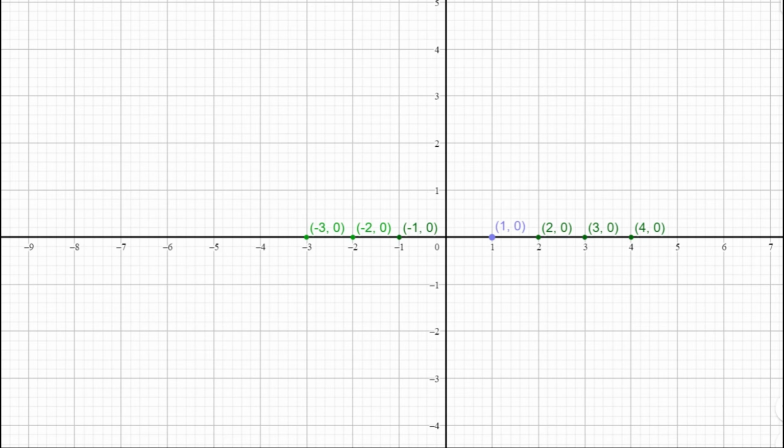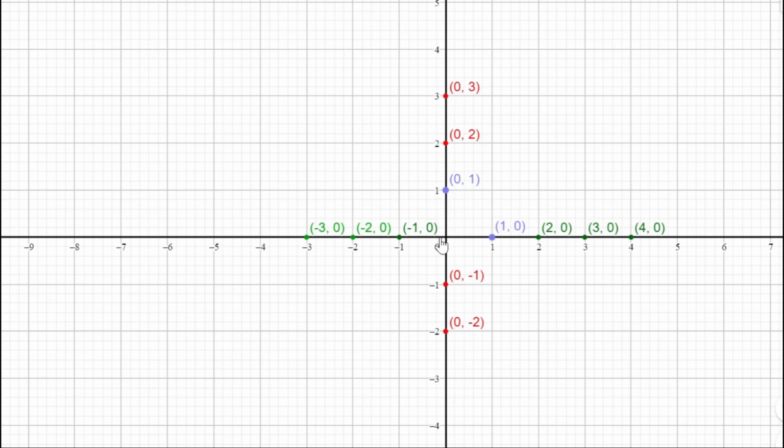Second part, the x-coordinate of any point on the y-axis. Let us take points on the y-axis. This is 0, 1. This is 0, 2. This is 0, 3. This is 0, minus 1. This is 0, minus 2. See, the x-coordinate of any point on the y-axis is 0.